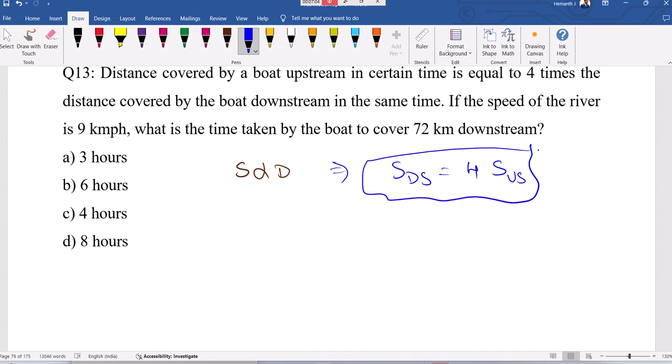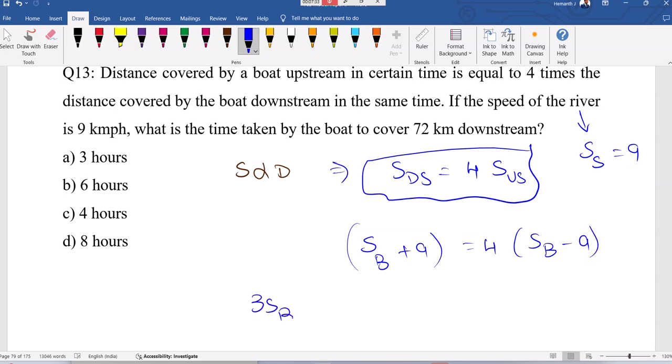And the given speed of the river is 9. What is the time taken to cover 72 kilometers downstream? So this is SB, the speed of the boat, and the speed of the river is nothing but the speed of water flow, SS. SS is given as 9. So SB plus 9 equals 4 times SB minus 9. Now 4SB minus SB is 3SB. The 4 into 9 will come to this side, 5 into 9. So the speed of the boat is 15 kilometers per hour.